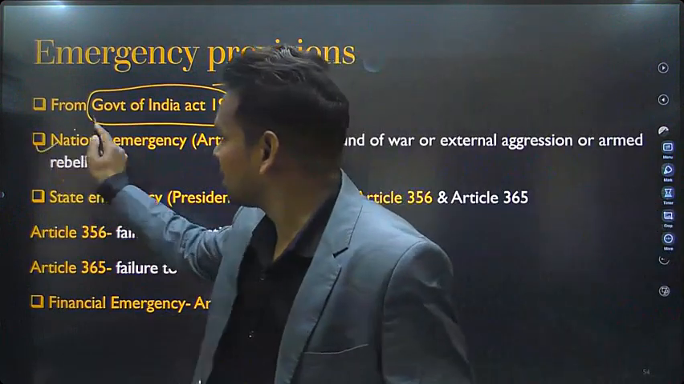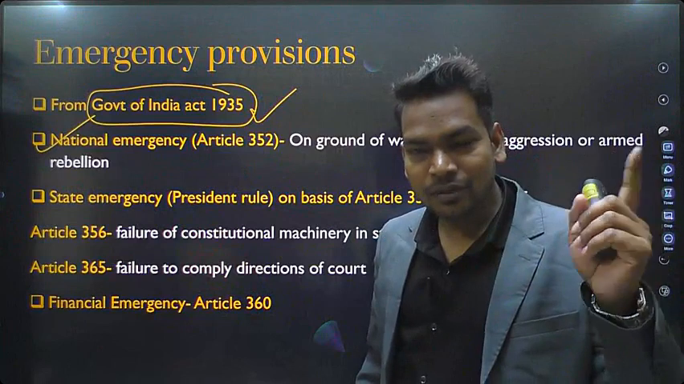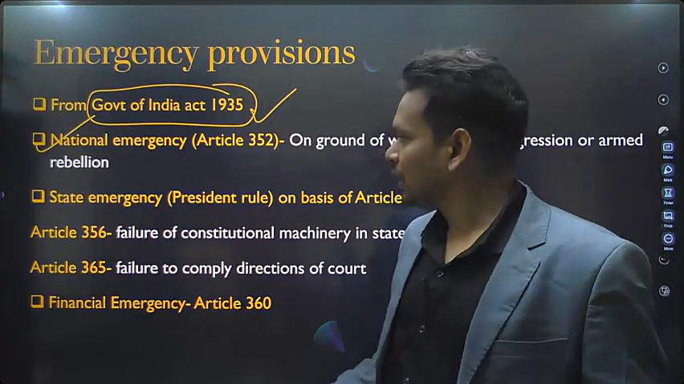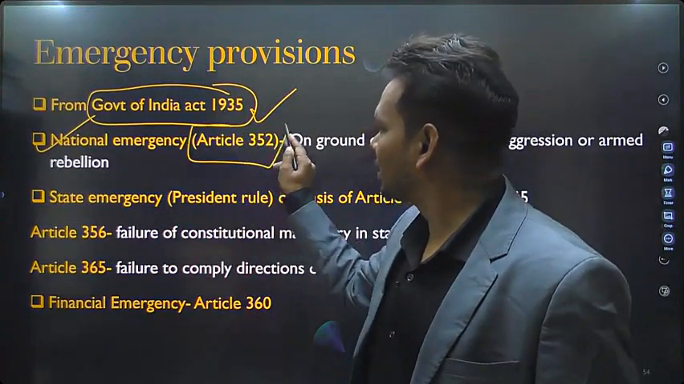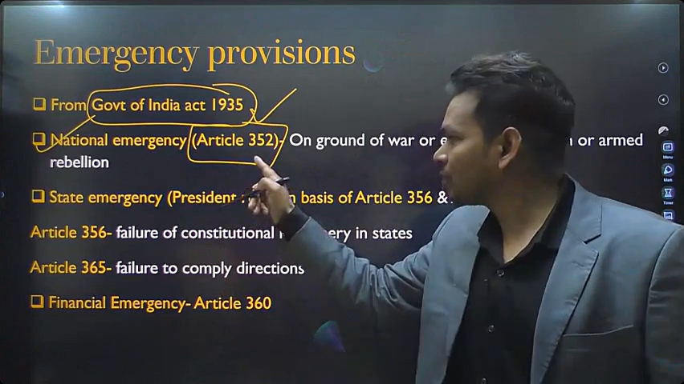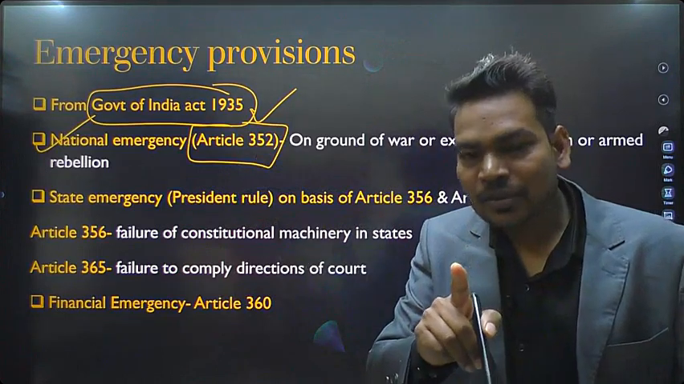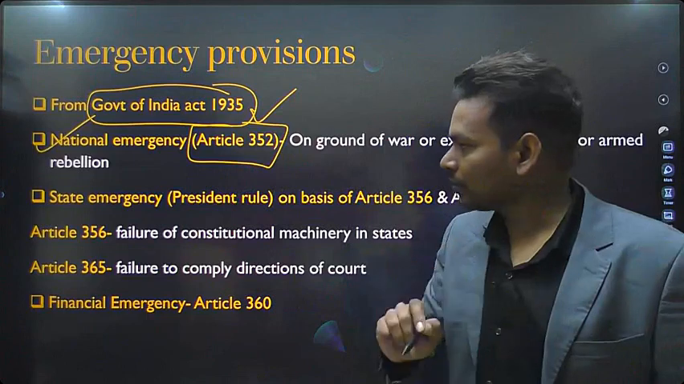One is national emergency, that we have seen in the case of the Indira Gandhi government in 1975. National emergency is based on what? Article 352. For you people, articles are very important. National emergency comes under Article 352. Please write that down.